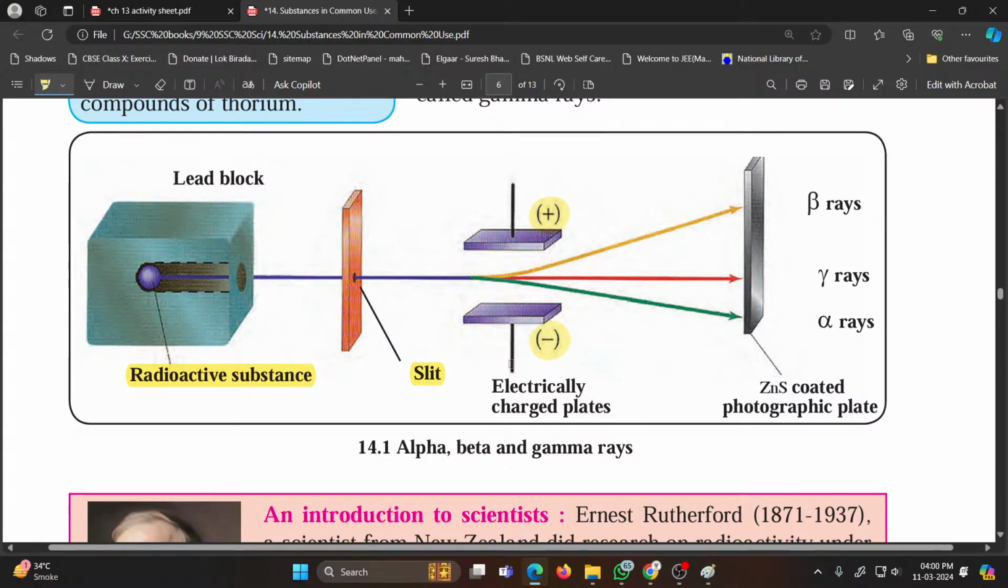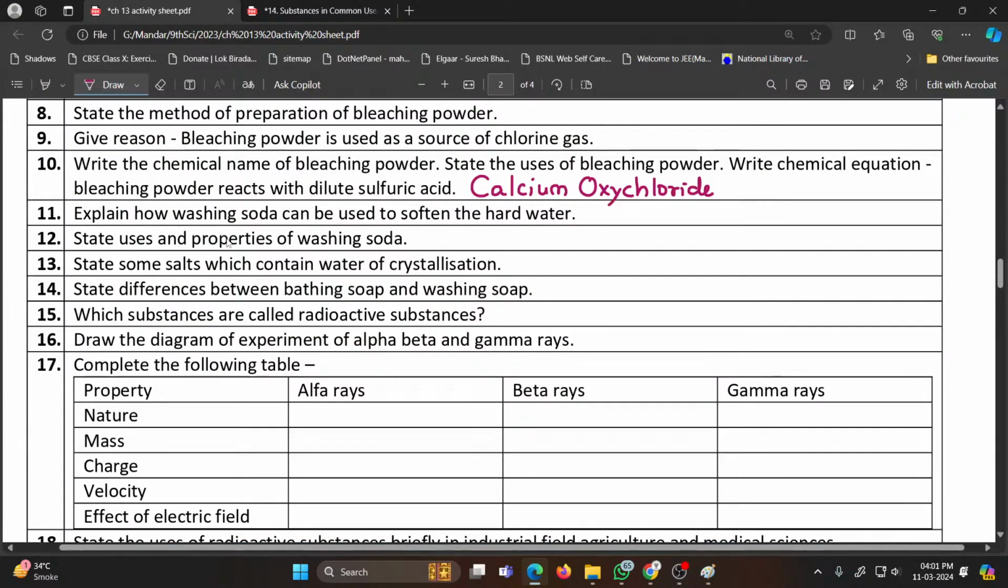You see that some of the rays are inclined towards the positive plate to a large extent. Then some rays are attracted towards the negative plate but to a lesser extent, and then some rays go without any deflection. The rays which are attracted towards the positive plate are called beta rays, and towards the negative plate are called alpha rays, and the rays which do not deviate at all are called gamma rays. So this is the diagram that you have to draw.